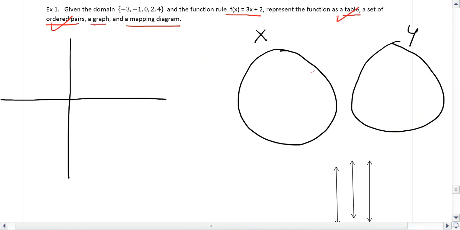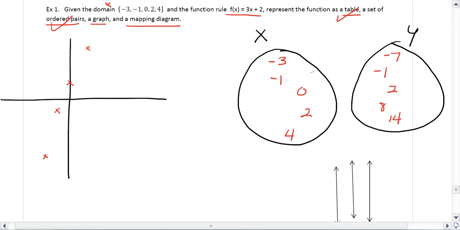So now doing the graph, take those ordered pairs from the table and just graph them. So I have -3, -7 would graph right about there. Negative 1 is here. 0, 2, about there. 2, 8. And I can see I'm not really going to have enough room for 4. 14 is going to be like way up here somewhere.